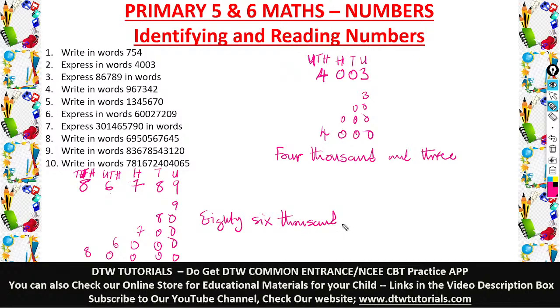You put a comma, then 789. So 86,789. You see that? That's how you name that.